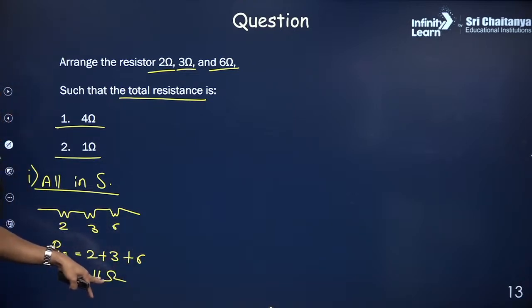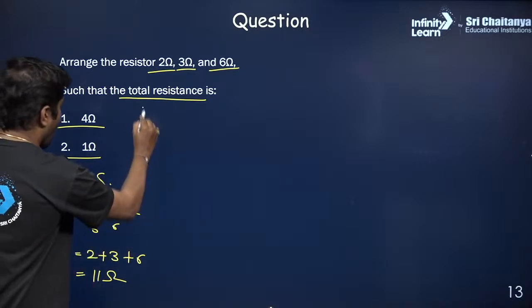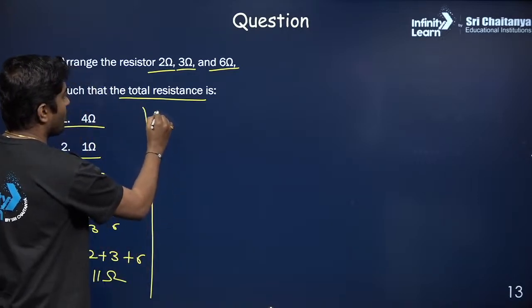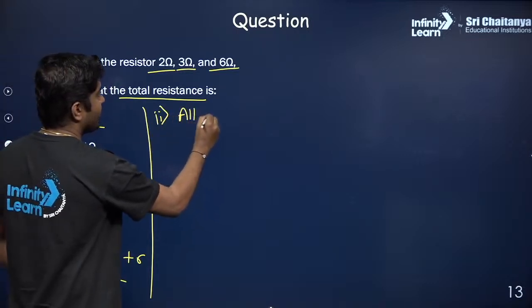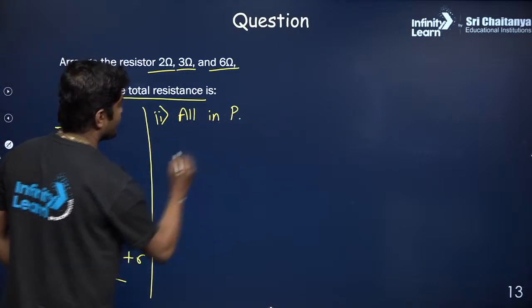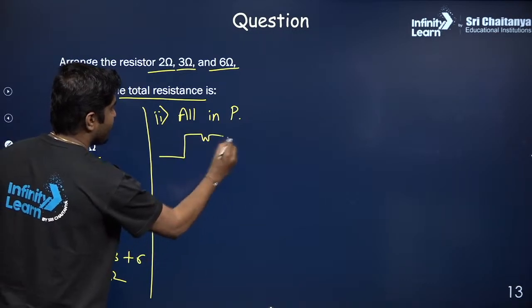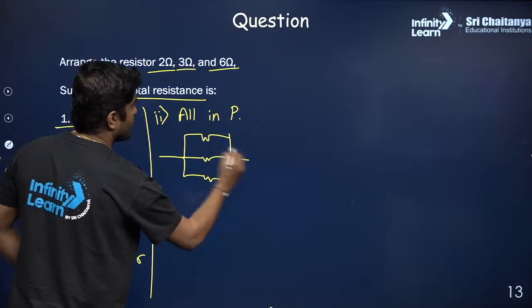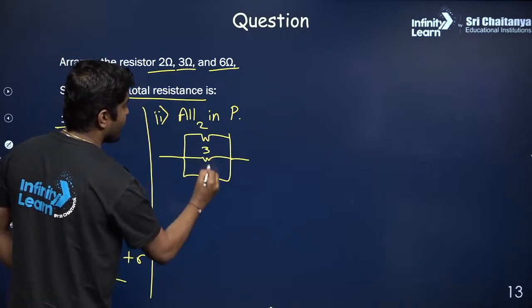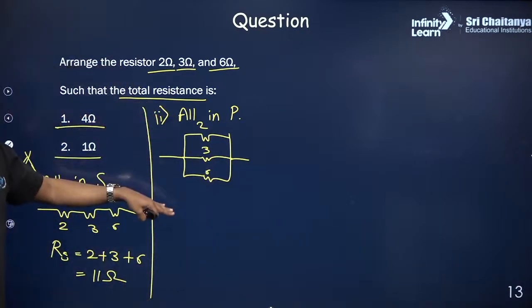Do we need this? No. This combination is not required. So let's arrange all in parallel. There is a second arrangement. So it is all in parallel. Look at this arrangement: this is 2, 3 and 6, all of them in parallel.